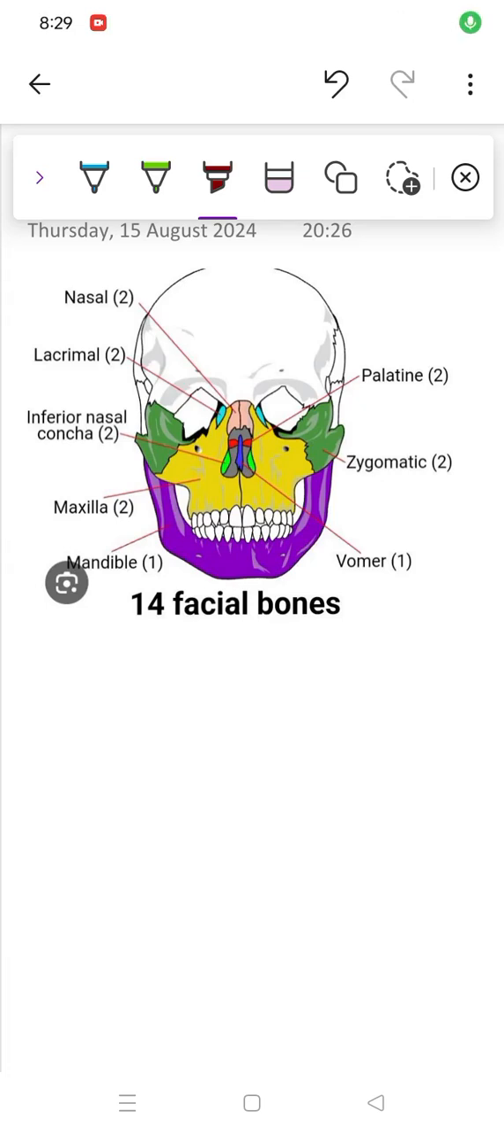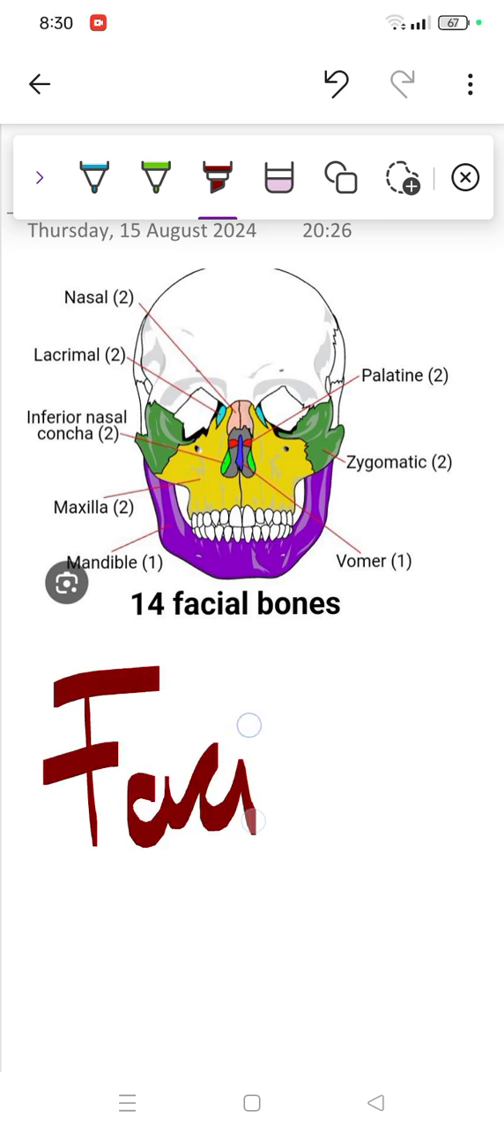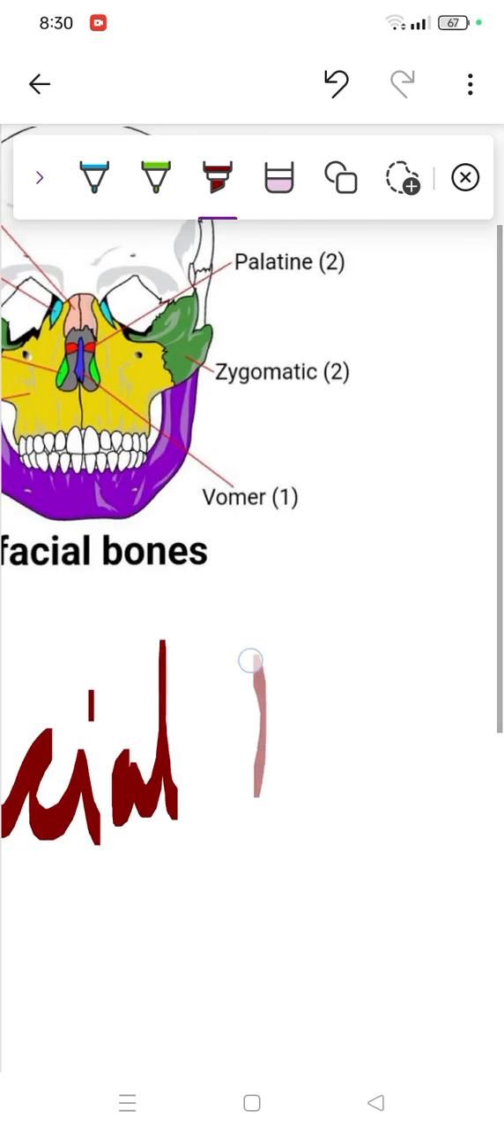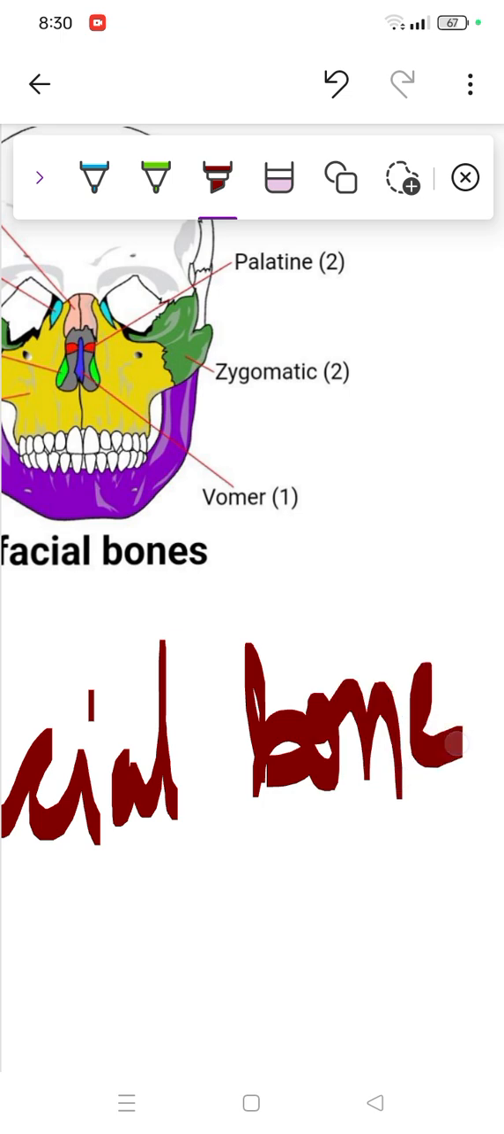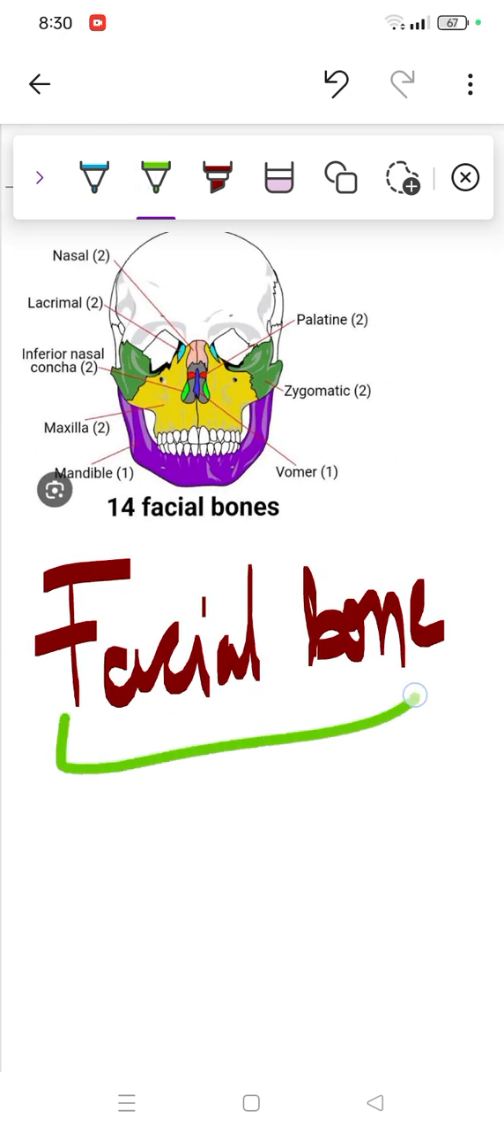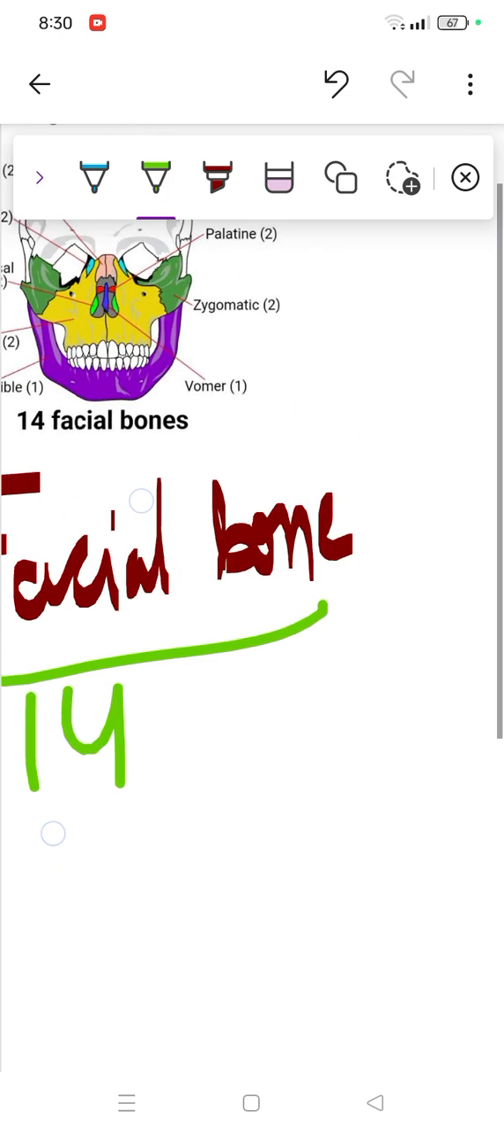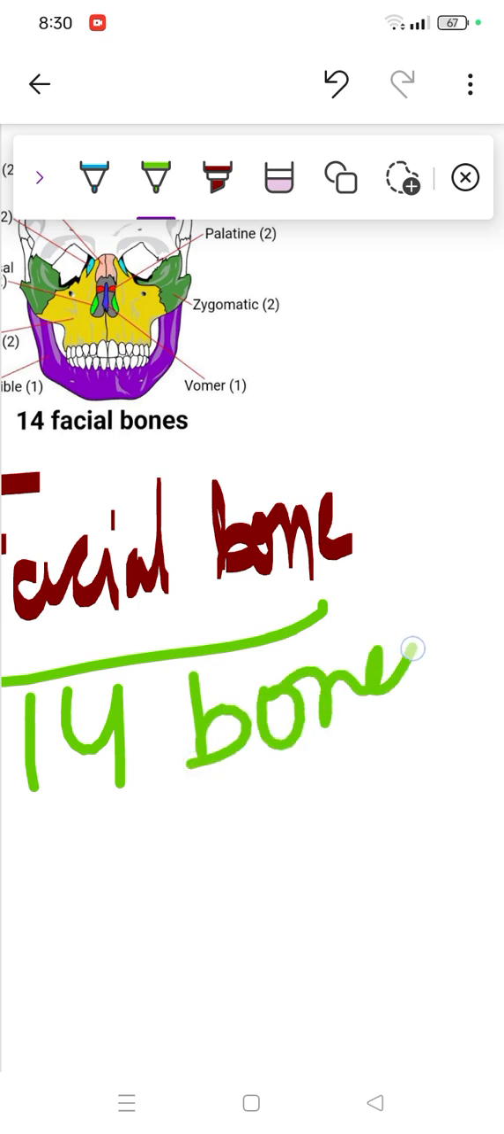So in the last video we discussed the skull, everything related to that. Today would be all about the facial bones. This means our face bones. We'll count them out. Before that, you should know how many facial bones there are in total. There are 14 bones. So we'll count accordingly, and I also have a picture here from which we can understand it more nicely.